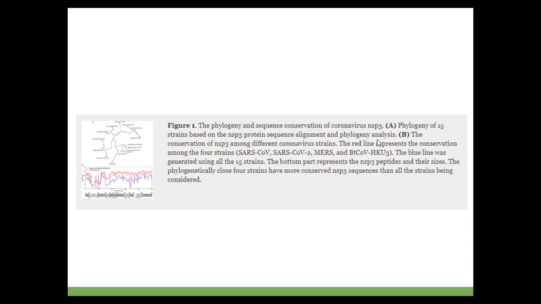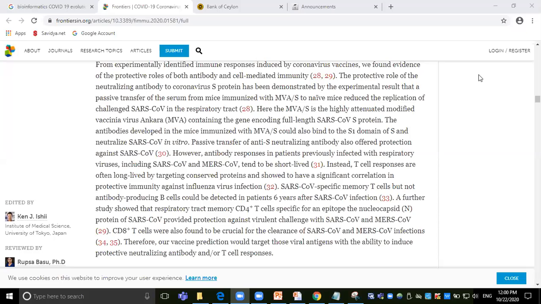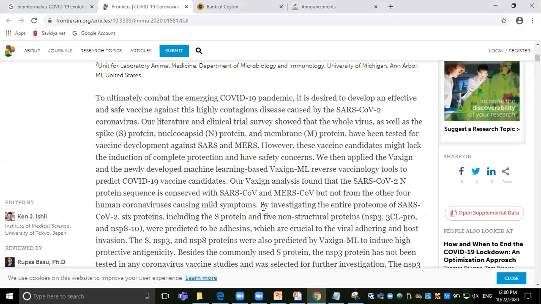This is taken from a very popular journal, Frontiers. I think you can't see my screen. Can you see it? So I'll share the screen so that you can see. Okay, now I think you can see the paper.